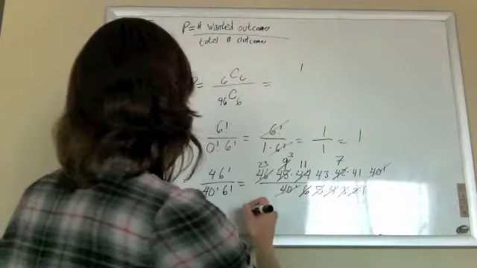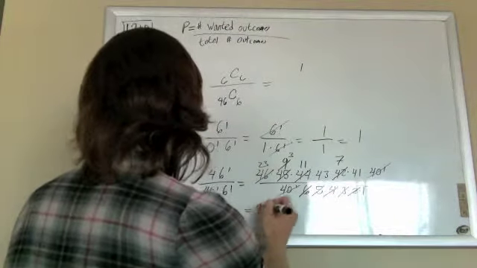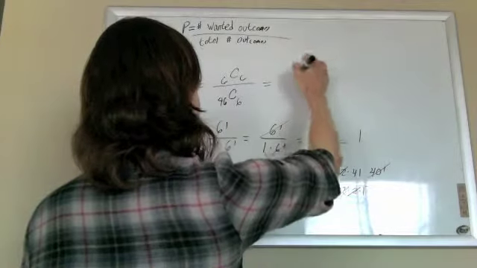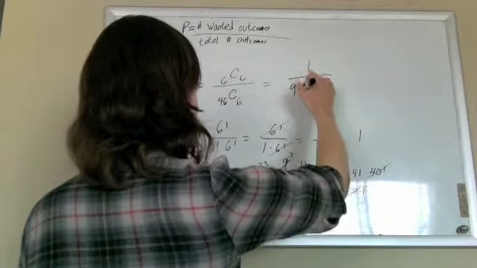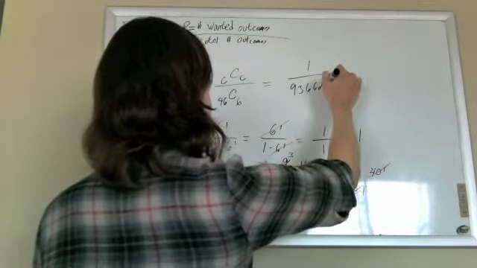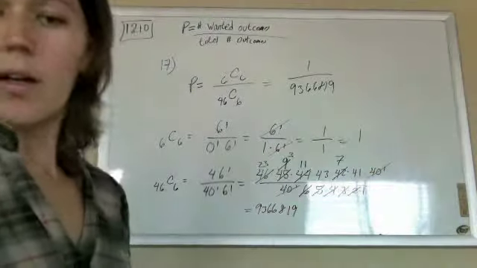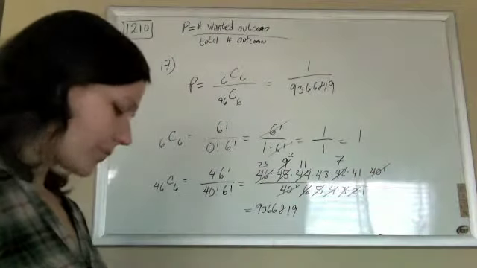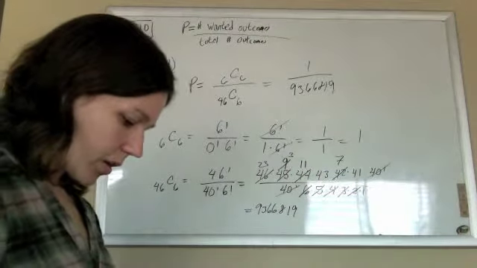Youch. And I get 9366819. So it should be 1 over 9366819. And we check it. Yep, we match. Excellent.